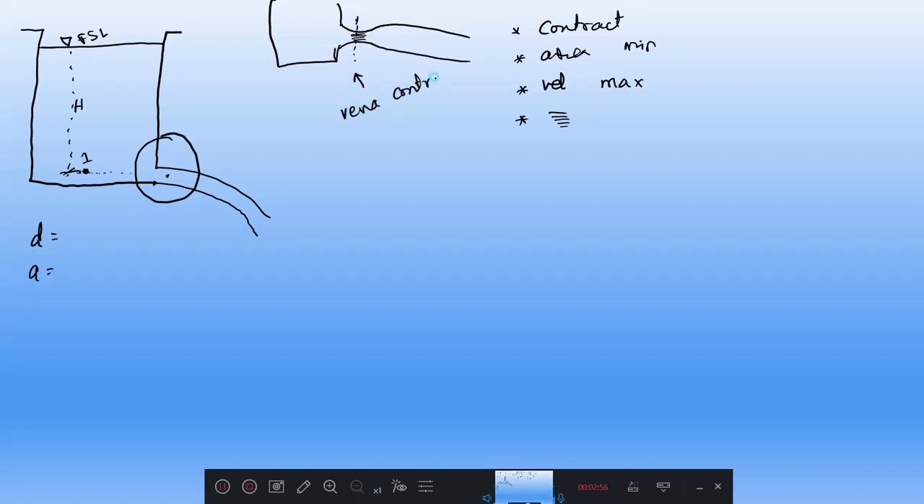They may ask you to define vena contracta. Vena contracta is a section at the downstream side, at the discharge point, where the area is minimum, the velocity is maximum, and all streamlines are parallel to each other. We are very interested in that section, therefore I will consider the second point at the vena contracta. This is the 2-2 section.